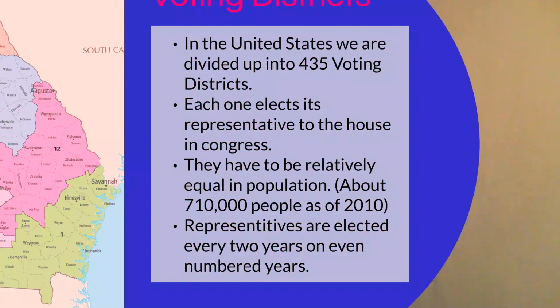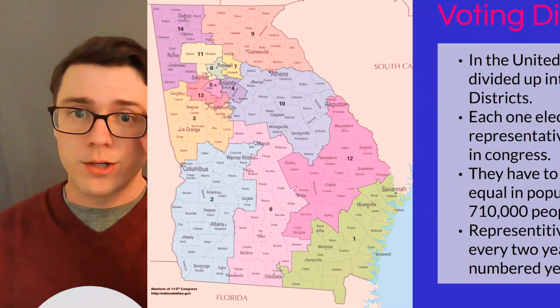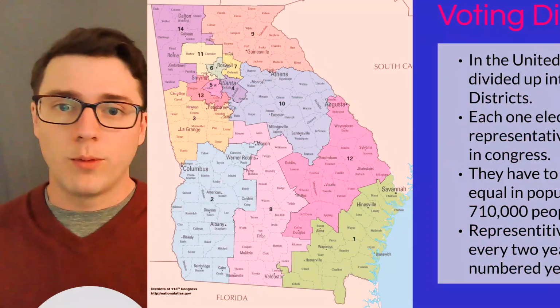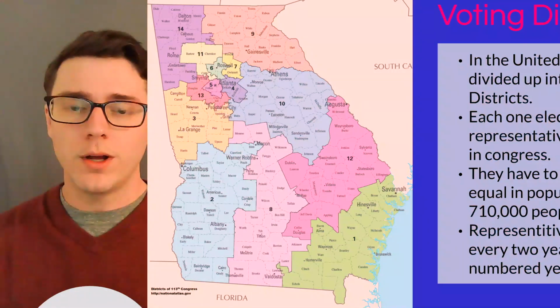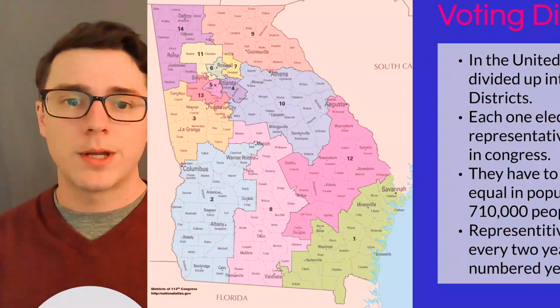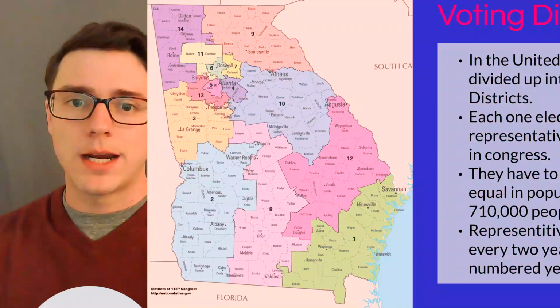And representatives are elected every 2 years on even-numbered years. So we had the 2020 election, and then they'll be re-elected in 2022. Georgia's districts for congressional representation, you can see that our school is in District 6 right there, next to where it says Roswell. That is District 6, but there are 14 voting districts in the state of Georgia.